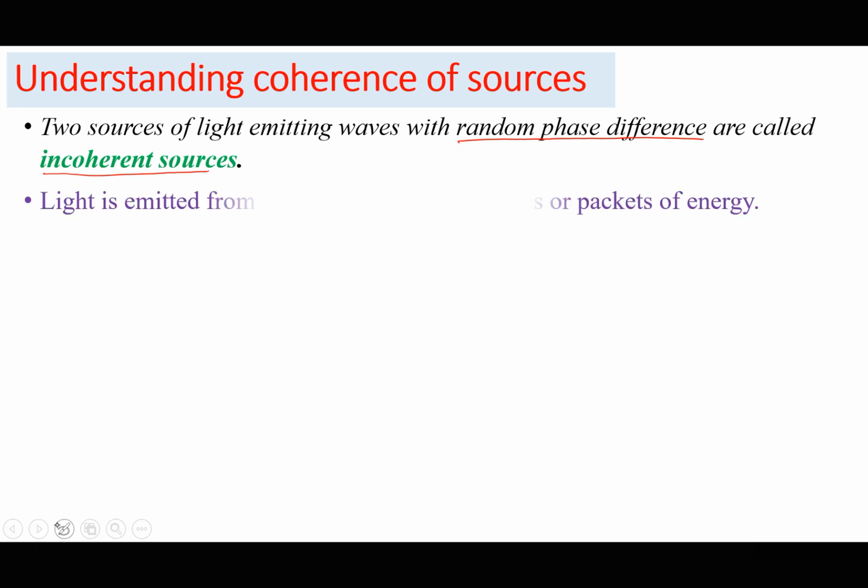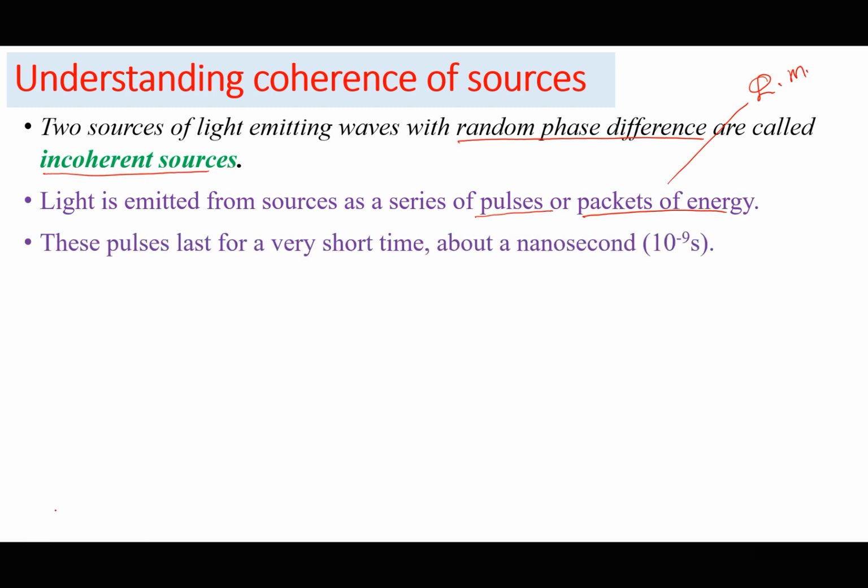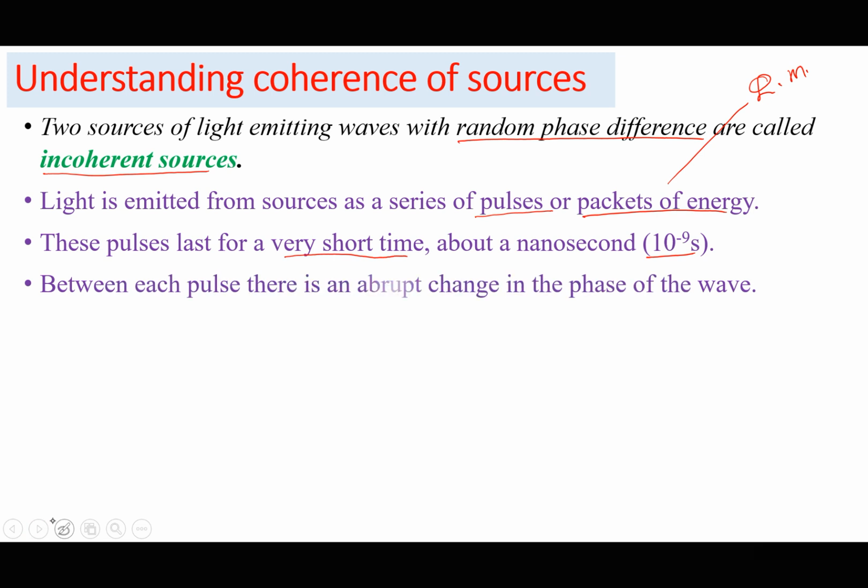Light is emitted from sources as a series of pulses or packets of energy. We shall talk about these packets of energy in a unit called quantum physics later on in paper 4. These pulses last for a very short period of time, about 10 to the power of minus 9 seconds, or a nanosecond. And between each pulse, there could be an abrupt, random change in the phase of the wave.